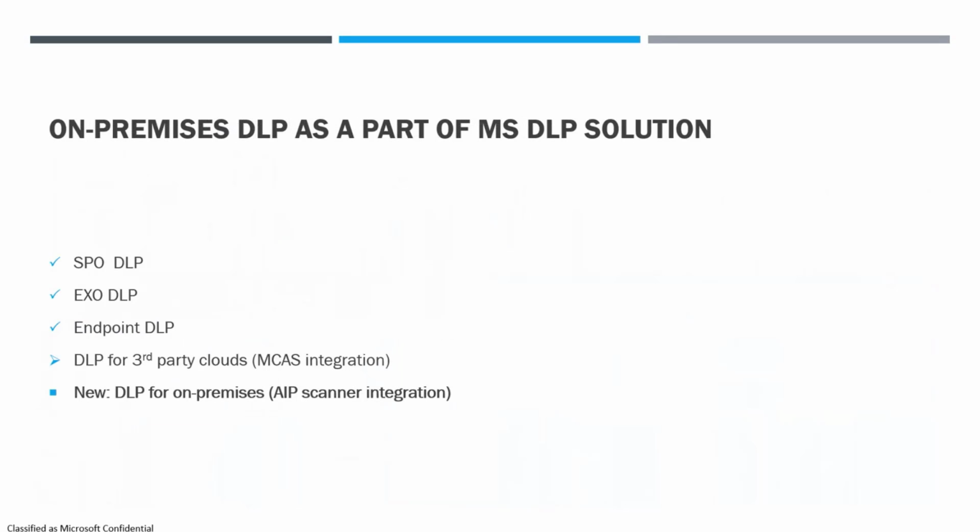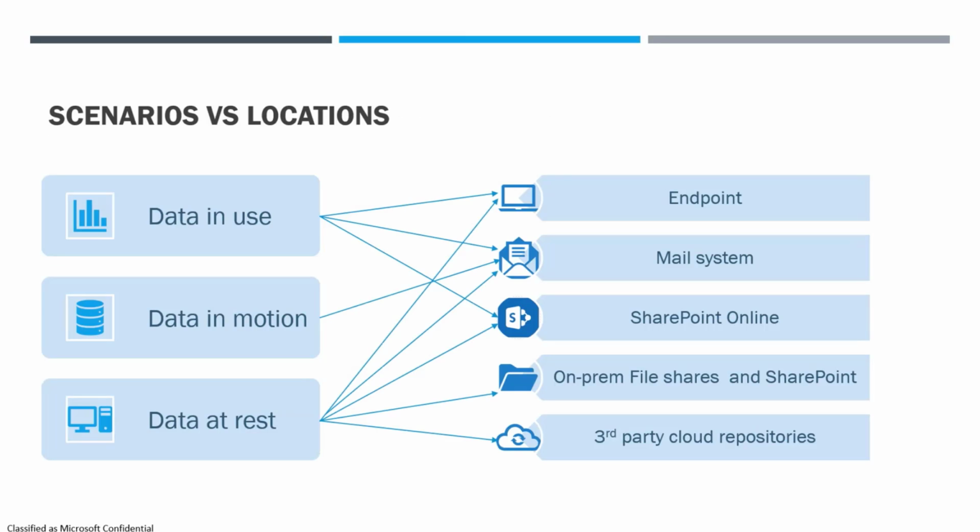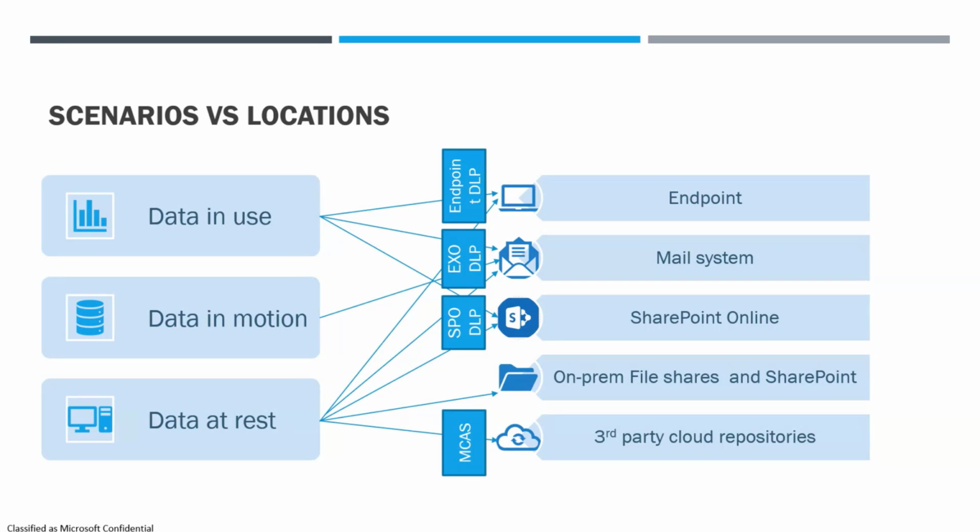Now, this is what we have now in Microsoft. SharePoint and Exchange Online DLP has been there for ages. Endpoint DLP was GA'd earlier this year. The DLP for third parties and cloud app integration was announced at Ignite in public preview, and very soon it's going to be in GA. What we are doing now is DLP for on-prem. And this is the mapping of different scenarios for different locations. When we look into this, Microsoft DLP covers almost all big DLP buckets except the on-prem stuff.